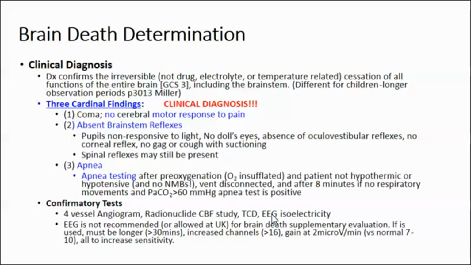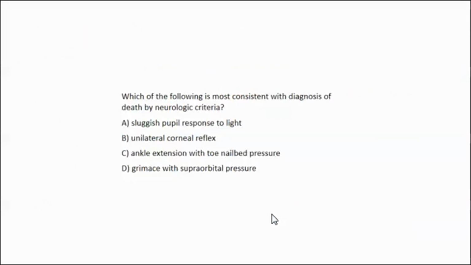TCDs can be used. That's the table versus the reverberation. Does that sound familiar? Good. Essentially reinforcing the same points. Apparently I care about this. Which of the following is most consistent diagnosis of death by neurologic criteria? So now we're looking for essentially the same question.